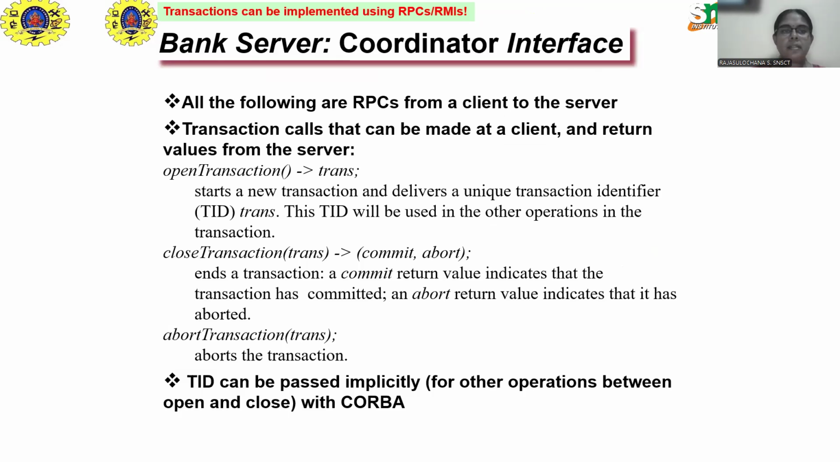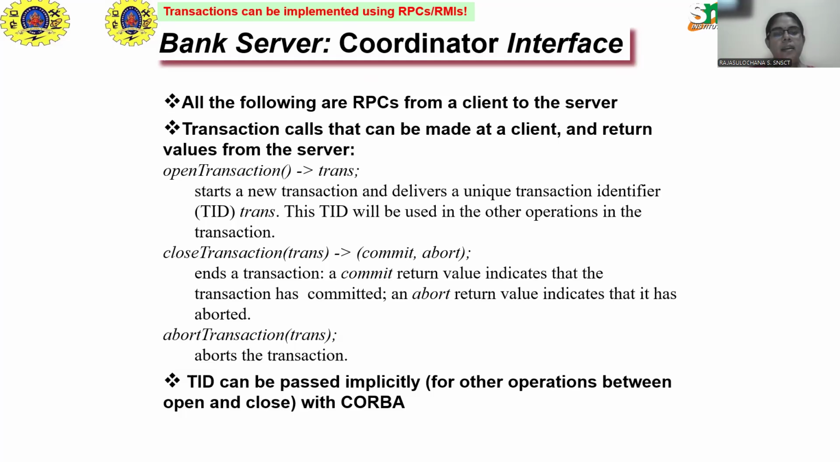Let us see what happens on the server side. Initially, when the client initiates the transaction, the open transaction function marks the beginning of the new transaction. Once the open transaction function is invoked, a transaction identifier will be issued. This transaction identifier is unique for all the transactions. It will remain as long as the transaction is in progress. Once the transaction is completed, to end the transaction, the close transaction function is called along with the transaction ID, which is issued earlier.